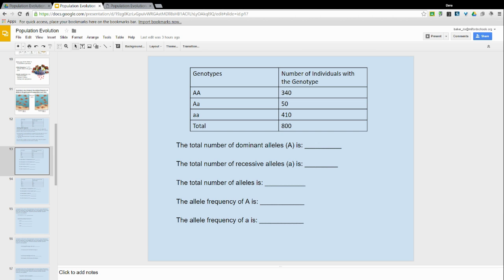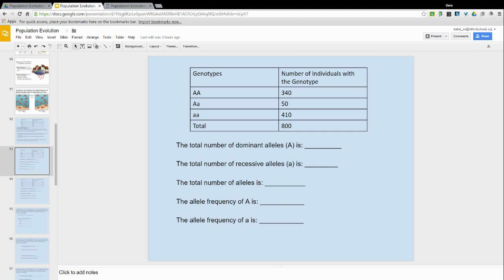So we're going to take the total of the big A alleles, which is 600, and divide it by the grand total of all of the alleles. We have 500 individuals. They each have 2 alleles, so the grand total of all the alleles is going to be 1,000. 500 individuals each have 2 alleles. So 500 times 2 is 1,000.